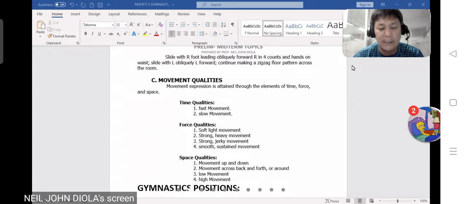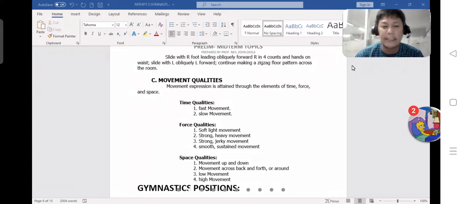Remember guys, once you have pain during the presentation, your performance will be lower. You won't be able to perform properly. So you should learn how to identify that. Okay, next is the force quality. For the force quality, we have 4.